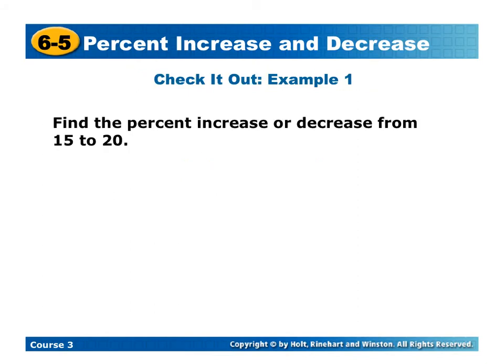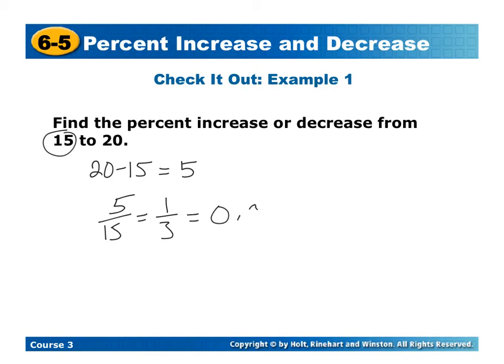Now it's your turn. See if you can figure this one out on your own. Now we're changing from 15 to 20, so it's an increase. So I'm going to find my difference. I'm going to take 20 minus 15, which is equal to 5. My original amount was 15, so what percent is 5 of 15? So I'm going to do 5 divided by 15, which is the same as 1/3, which is really 0.3 repeating. So if I change that into a percent, it becomes 33 1/3%, and it's an increase.